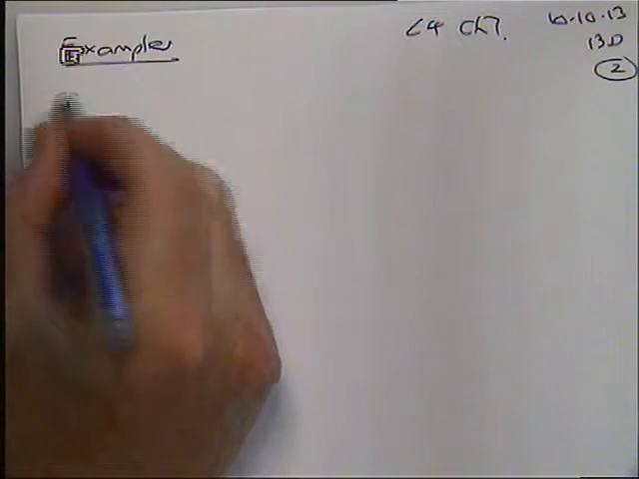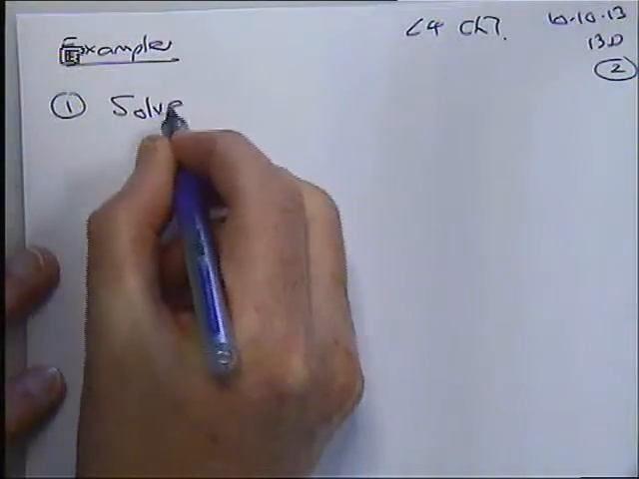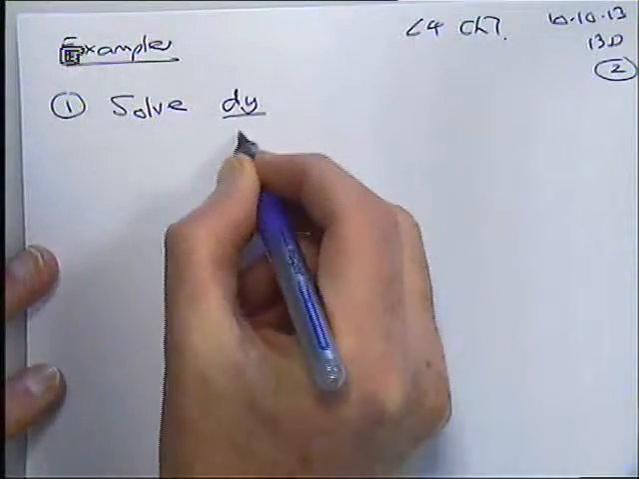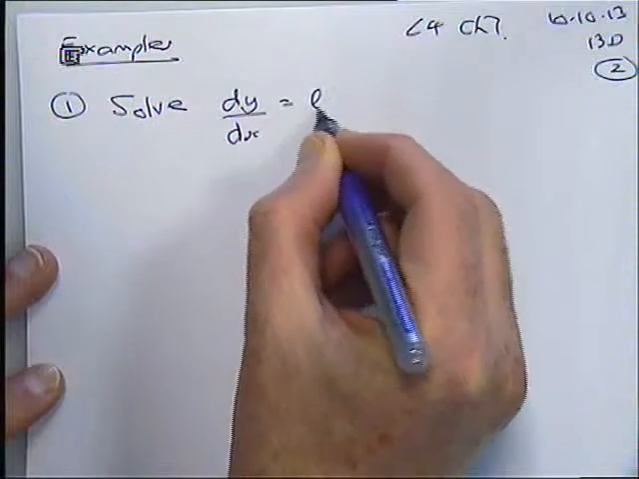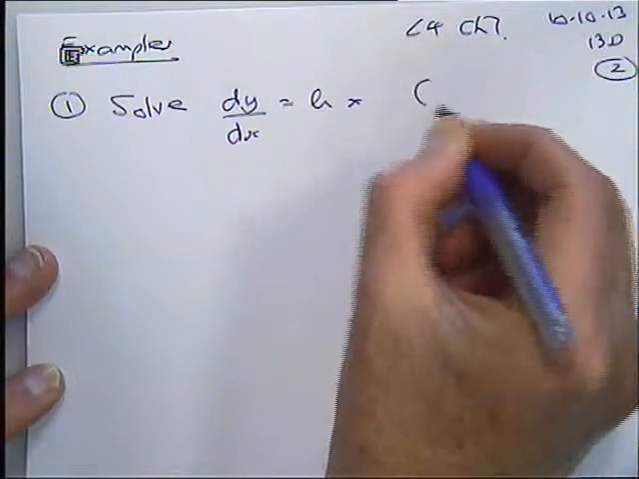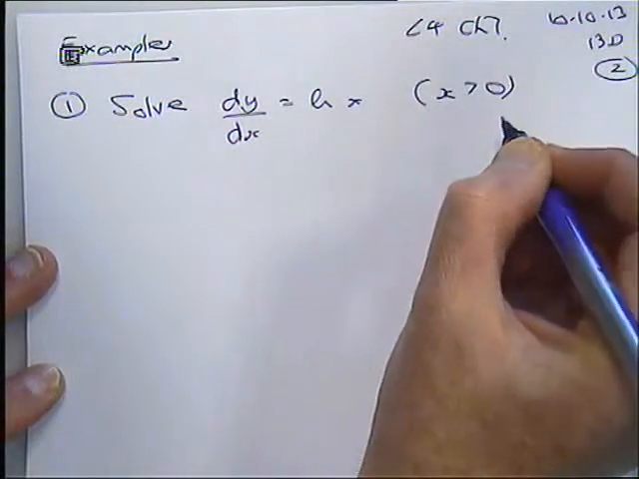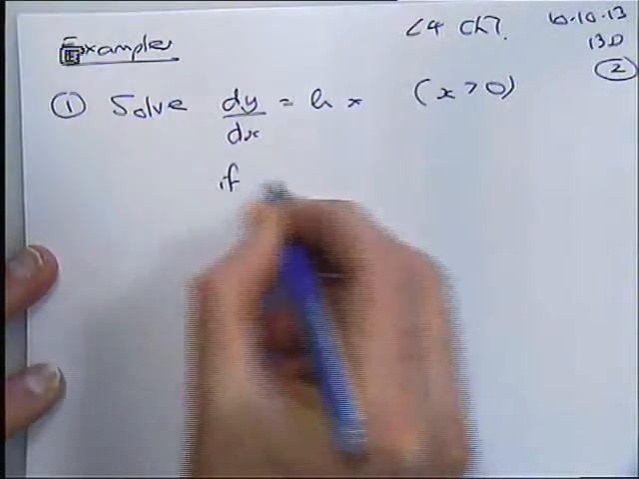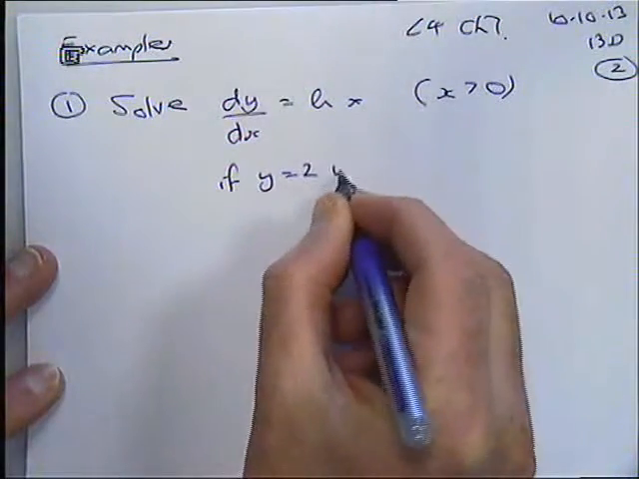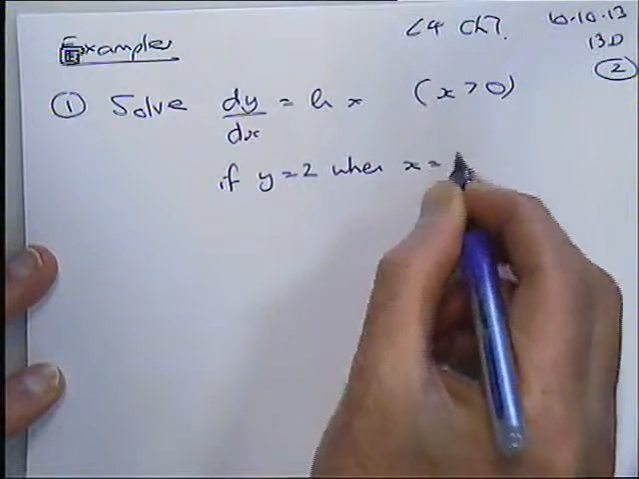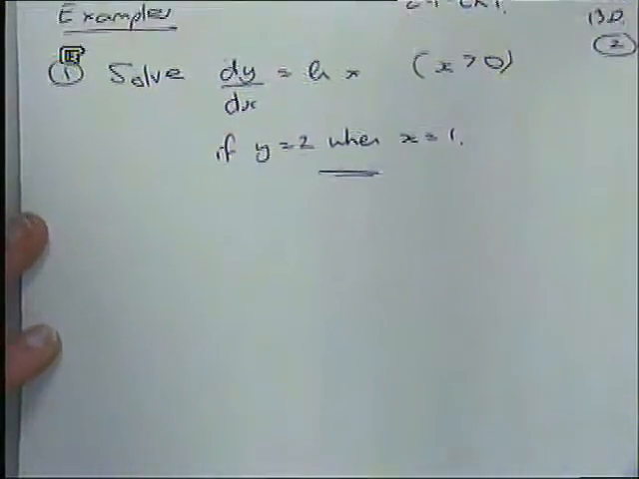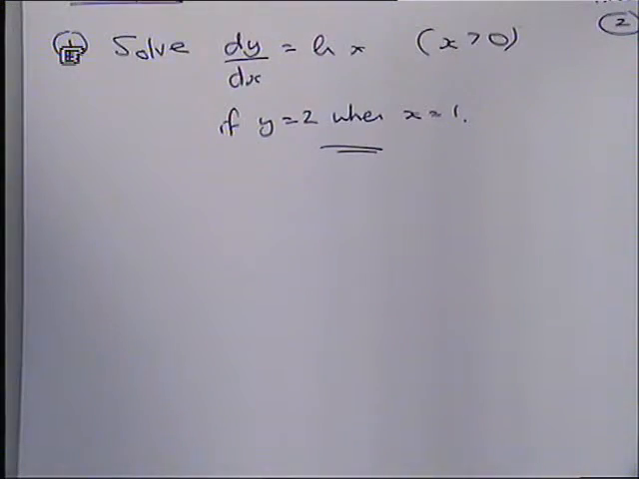Okay, so going to go through some examples now. So here's the first one we're going to look at, which is solve dy dx equals log of x, given that x is greater than 0, if y equals 2 when x equals 1. So solve dy dx equals log of x for x greater than 0 if y equals 2 when x equals 1.